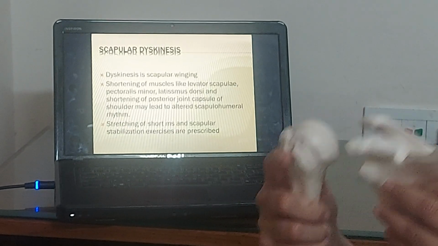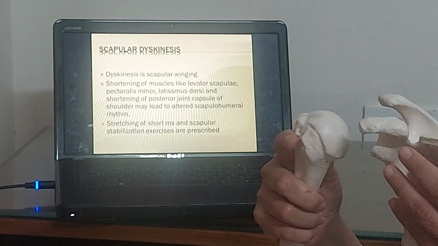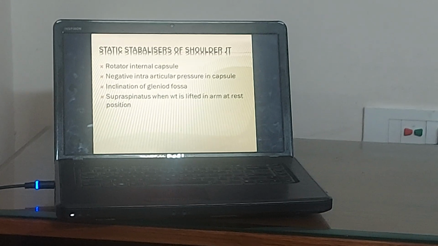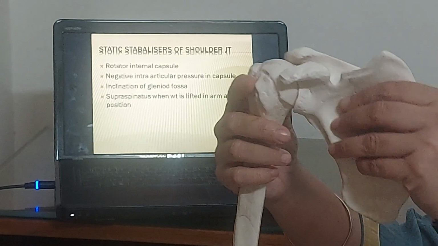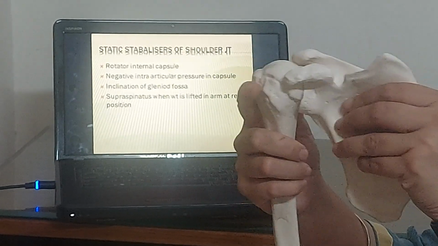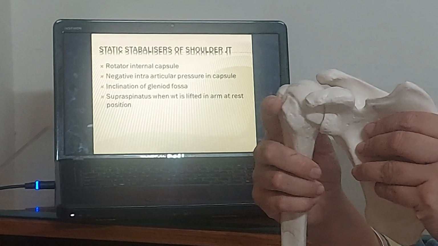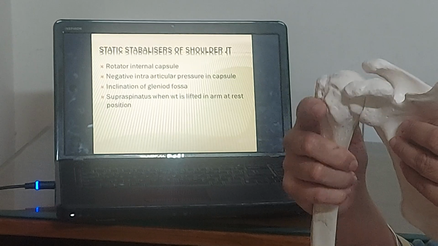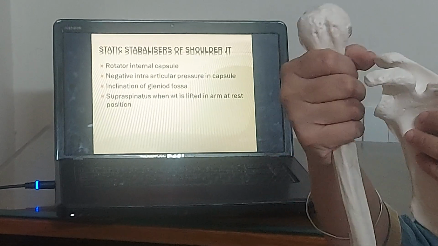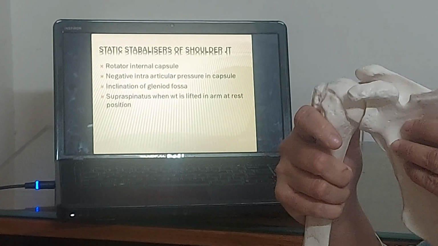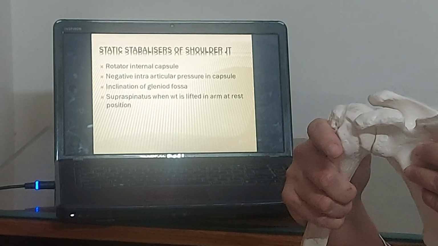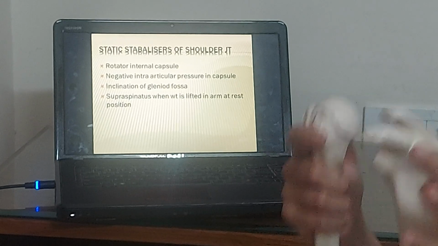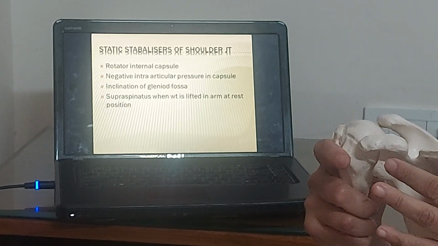So the next thing is how these muscles stabilize the glenohumeral joint. We will study about it. The first is the static stabilizers of the shoulder complex. When the arm is at rest, the muscles are not acting, but the head is still not moving down. Why? There is a force of gravity pulling the arm downwards, and you see the head is not moving down. Because there are static stabilizers at the shoulder complex which hold the head in its position.